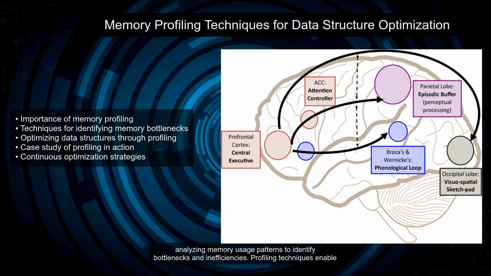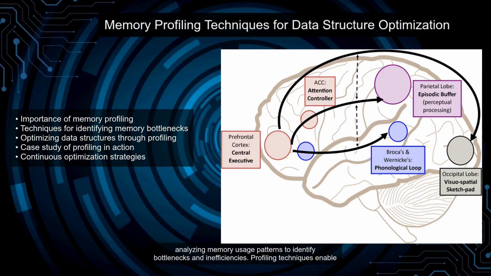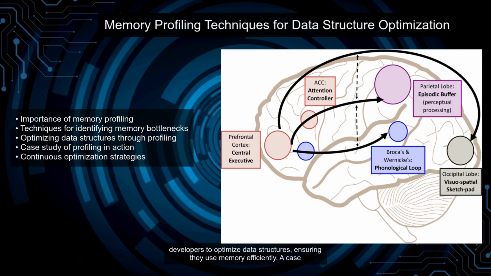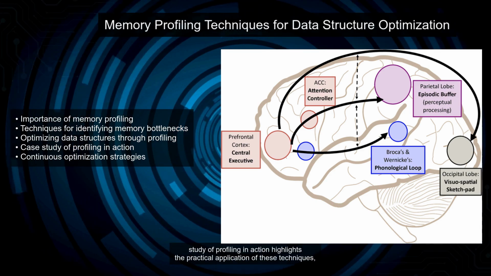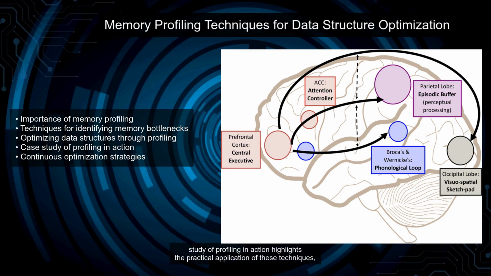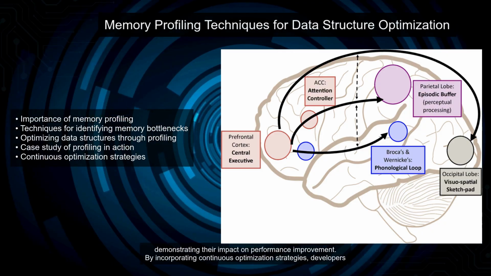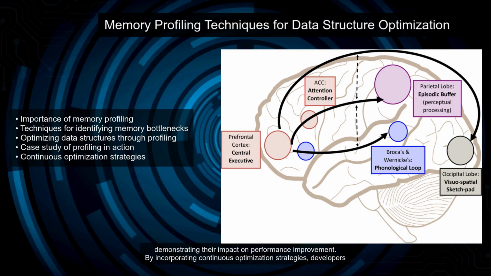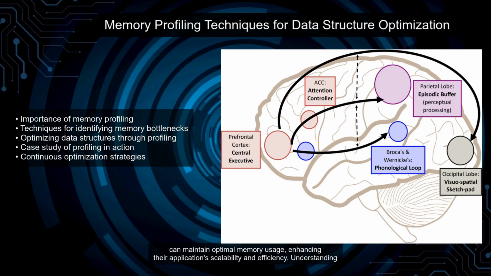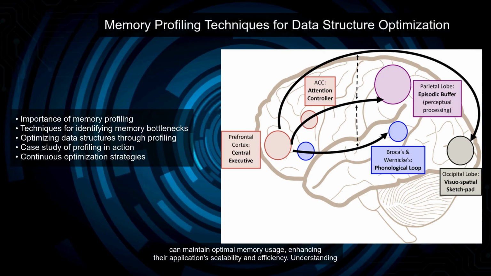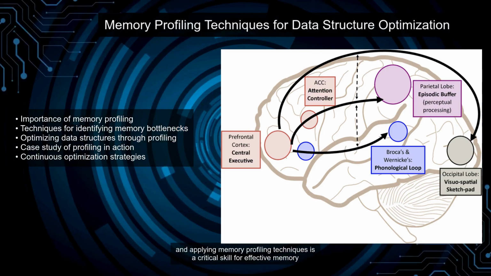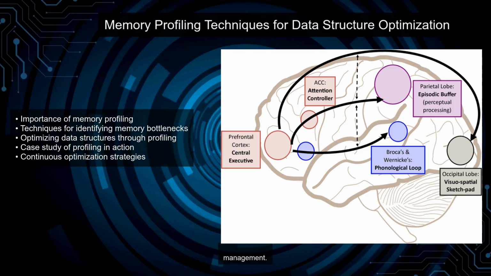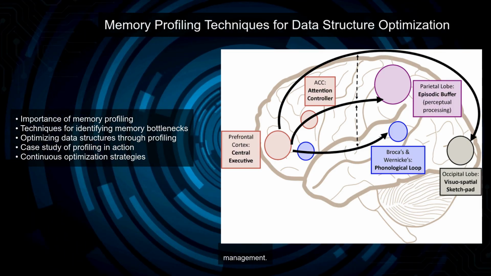Memory profiling is an essential technique for optimizing data structures. It involves analyzing memory usage patterns to identify bottlenecks and inefficiencies. Profiling techniques enable developers to optimize data structures, ensuring they use memory efficiently. A case study of profiling in action highlights the practical application of these techniques, demonstrating their impact on performance improvement. By incorporating continuous optimization strategies, developers can maintain optimal memory usage, enhancing their application's scalability and efficiency. Understanding and applying memory profiling techniques is a critical skill for effective memory management.